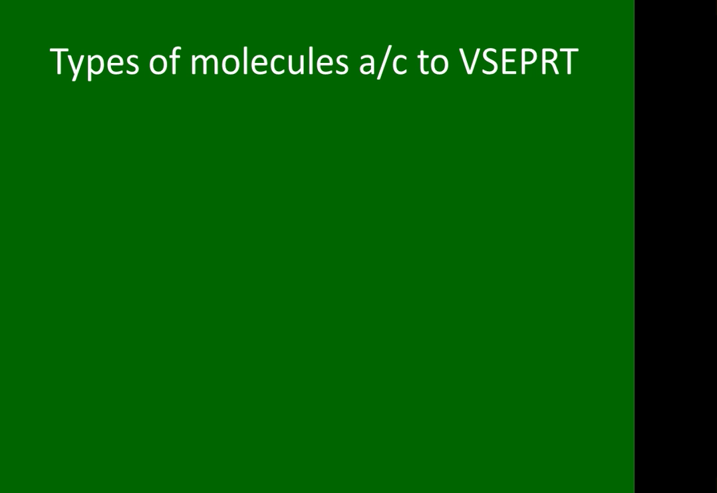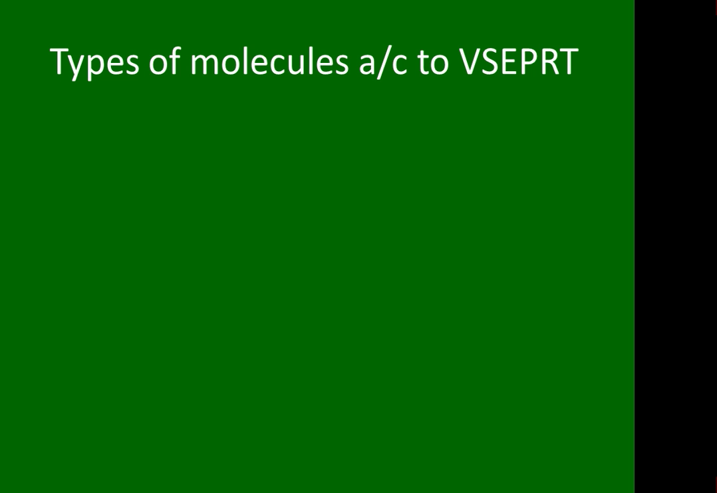Okay. Come to the next. What are the different kinds of molecules that can be observed, or separated, according to VSEPR? According to valence electron pair repulsion theory, all the molecules are classified into two broad categories. These are molecules with regular geometry and molecules with irregular geometry.